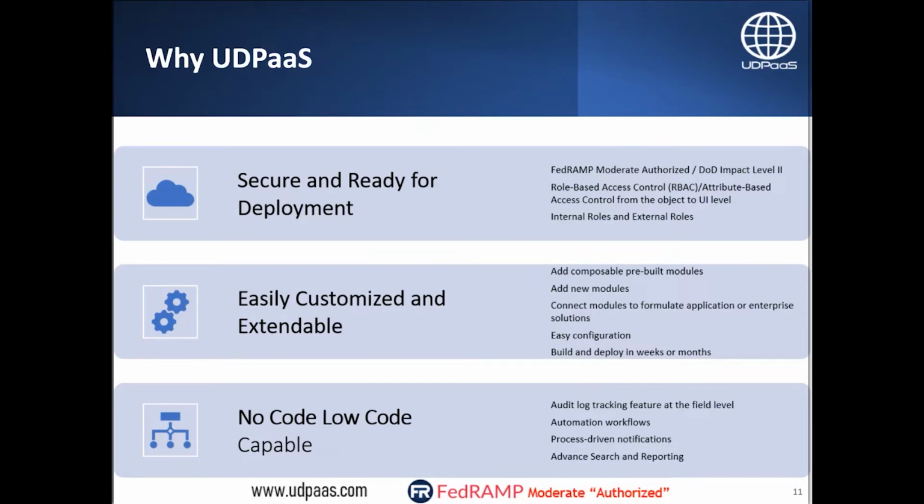UDPaaS also offers audit log history at the field level to track changes made to data, generate documents, or send notifications to applicants and staff. Advanced search and reporting are the core of the product. These features can help staff manage grants more easily and efficiently.